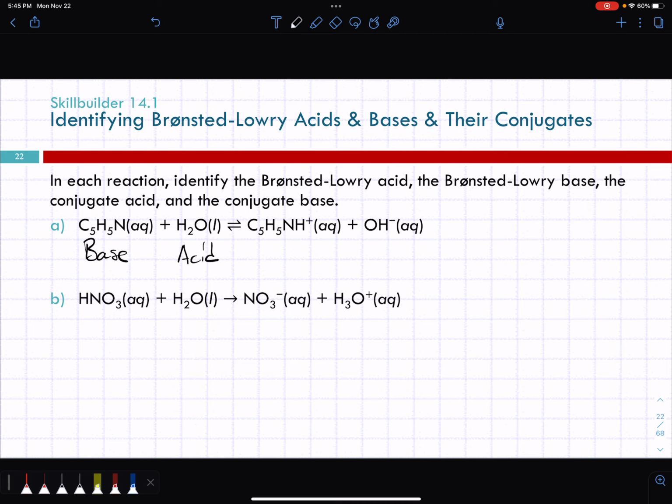So then which one's the conjugate acid? Well, it's a conjugate acid-base pair, so the conjugate acid is paired with the base. So this will be our conjugate base, leaving this as the conjugate acid. Did I say those backwards?